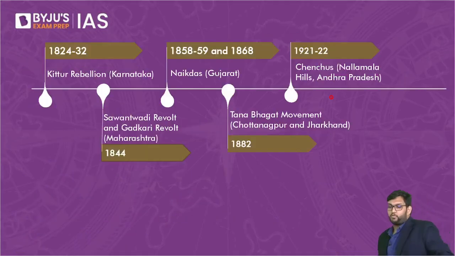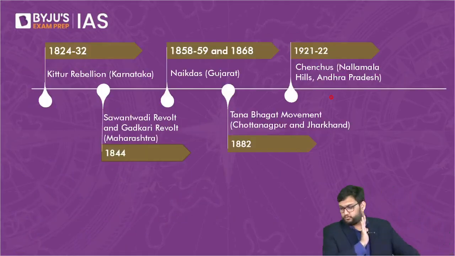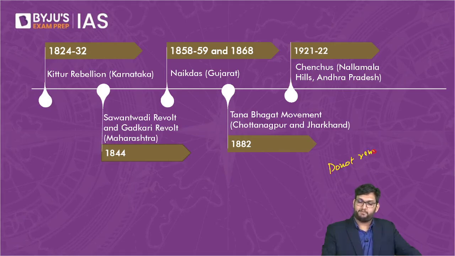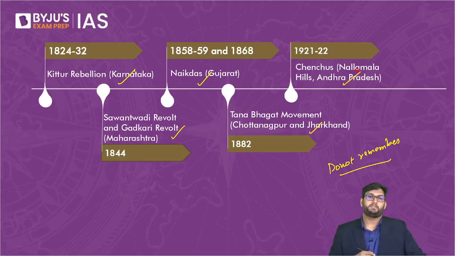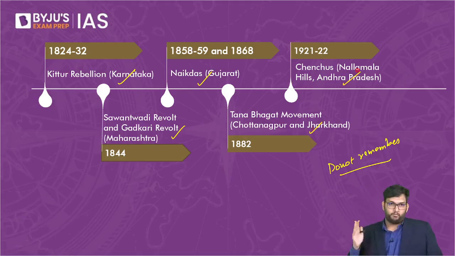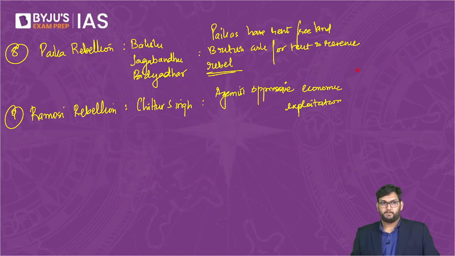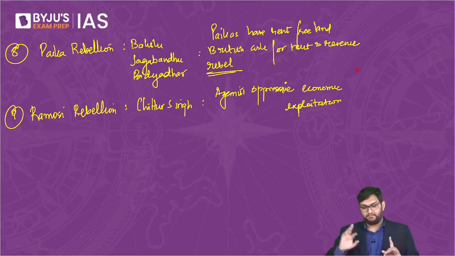Thereafter, this is the only thing where you need to concentrate. There are other smaller ones you do not remember, but I have given you them on a timeline. Chittoor rebellion, you have the Gadkari and the Savantwadi rebellion, then you have the Nayak Das rebellion, then you have Tana Bhagat movement, and then you have the Chenchus of the Andhra Pradesh. Again, what you have to remember are basically these 9. Total 9. Then we'll move into peasants.